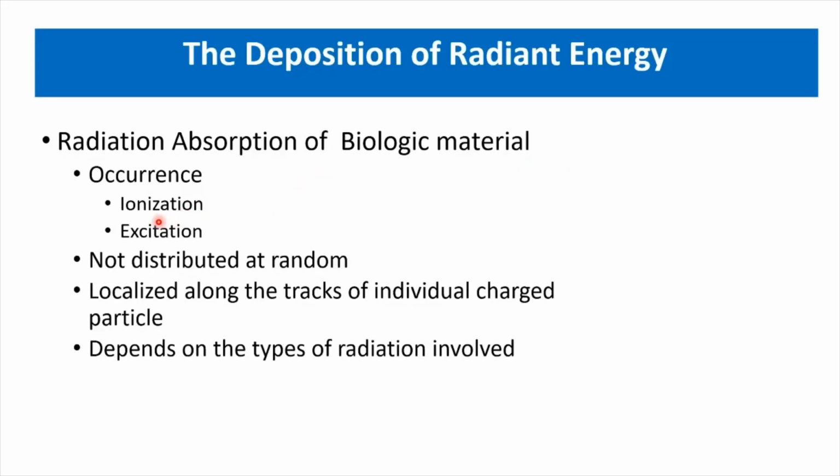This transfer of energy has two effects: ionization and excitation. If radiation is absorbed by the biological material, then ionization and excitation will occur, and these are not distributed at random. Rather, they are localized along the track of the individual charged particle, and how the track looks depends on the type of radiation involved.